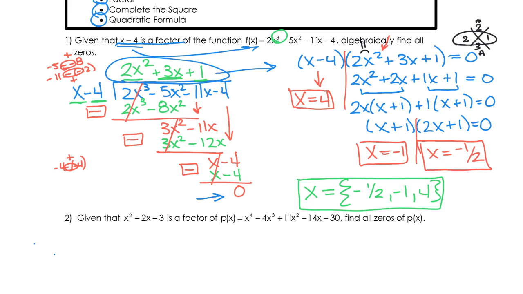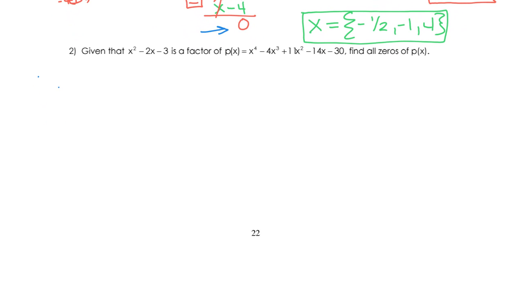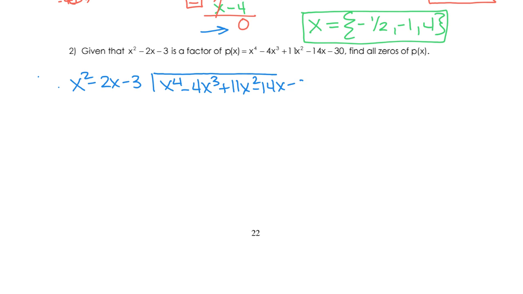Okay. All right. And on to number 2. It says, given that x squared minus 2x minus 3 is a factor of p of x, find all the zeros. All right. So we're going to go ahead and take that x squared minus 2x minus 3 as the factor, and we're going to long divide it into the polynomial, just like we did in the last one. This is a little bit longer though. All right, and here we go.